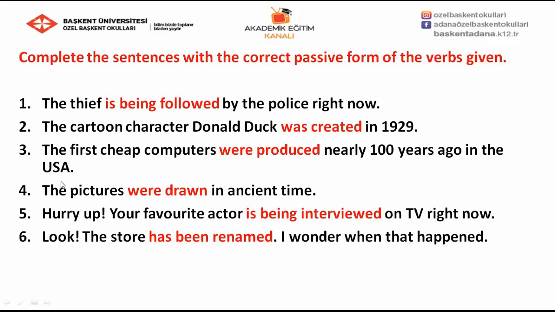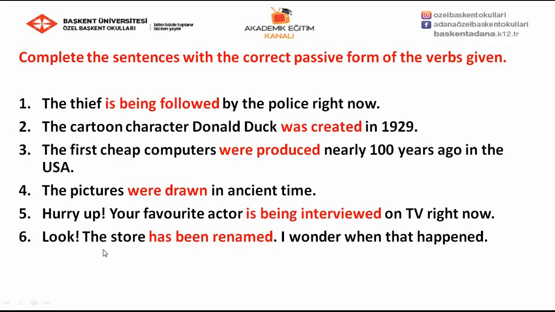Question 4. The pictures were drawn in ancient time. Hurry up! Your favorite actor is being interviewed on TV right now. We've just analyzed present continuous. For example, your favorite actor is being interviewed. You've just used passive form.